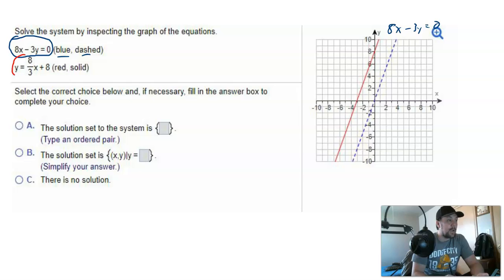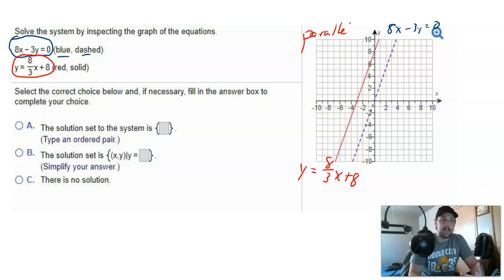The bottom equation is the red line, which is also the solid line, and it's y equals 8/3 x plus 8. So every point on the red line is a solution to this equation, right? That's how graphs work. As a system of equations, we are looking for a point that is a solution to both equations at the same time, which means it's a point that has to be on both lines simultaneously. And you'll notice the issue with that here is that these lines are parallel, right?